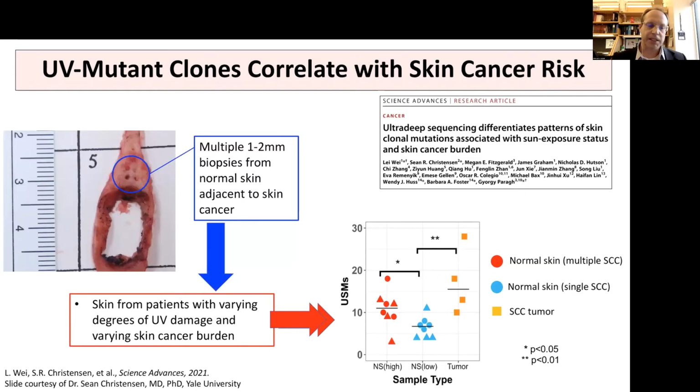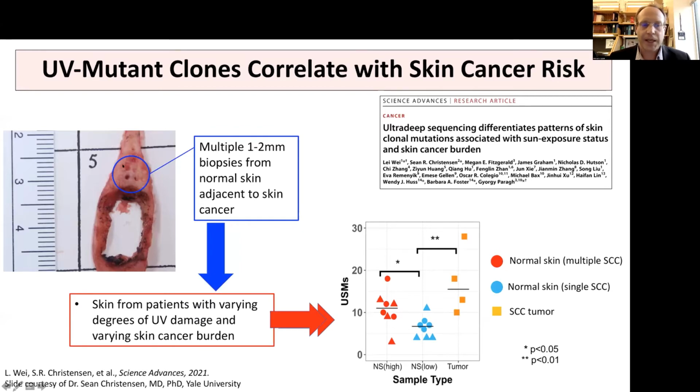This is a recent study published this year in Science Advances 2021. One of the co-authors was Dr. Sean Christensen, who is one of my colleagues here at Yale. And another author was the late Oscar Colegio, a great transplant dermatologist who suddenly passed away. These authors, as well as their colleagues, identified that UV mutant clones correlate with skin cancer risk.